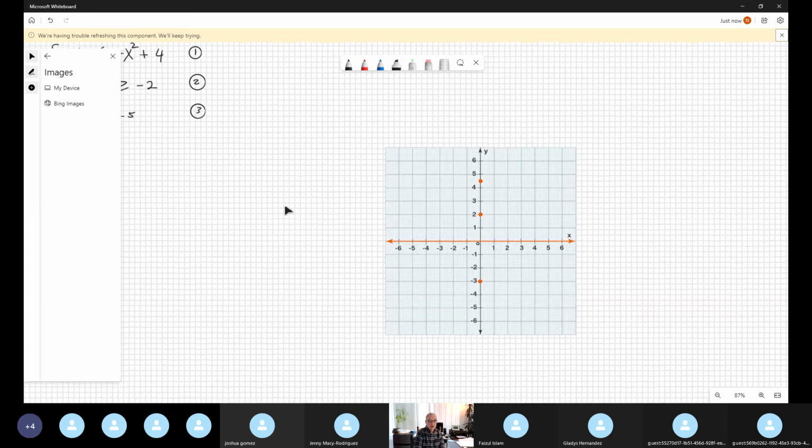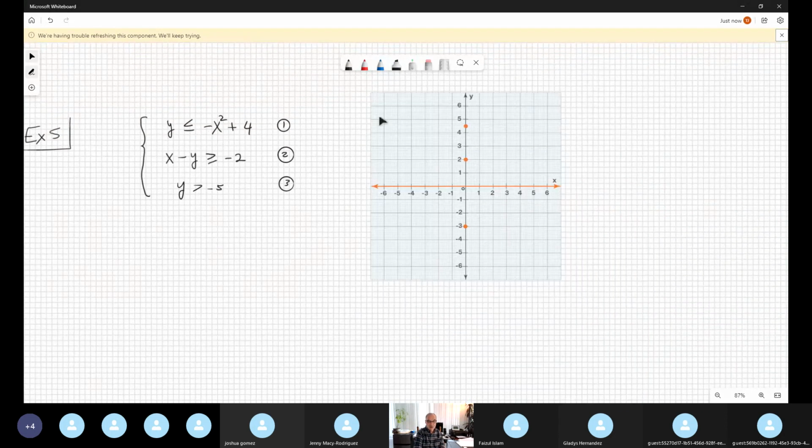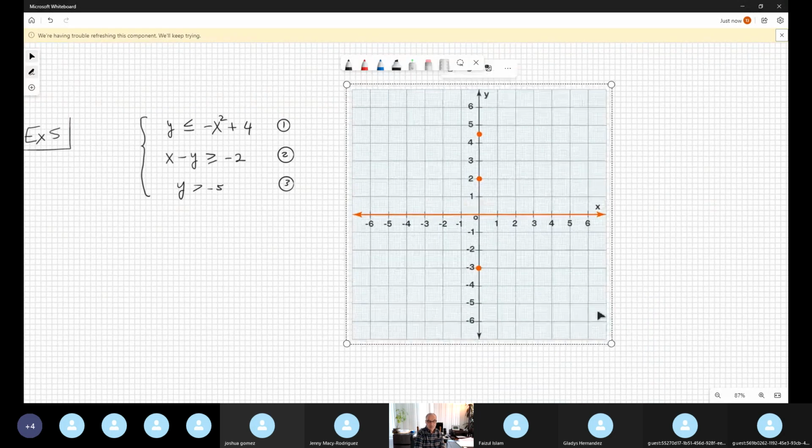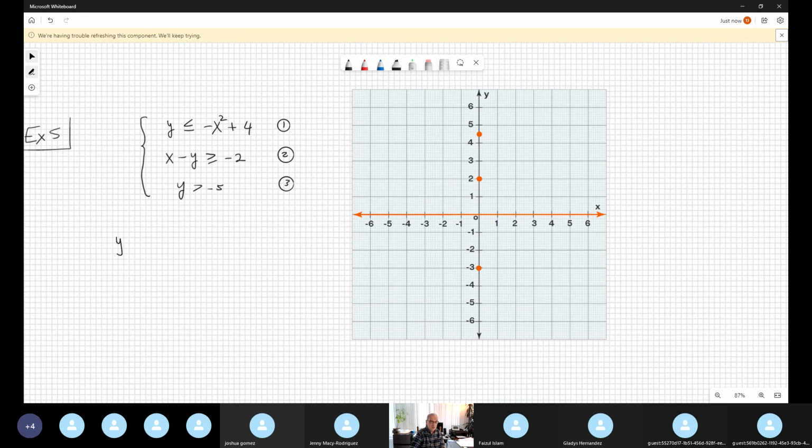Okay, this is the rectangular coordinate system. This is my system of inequalities. Remember, it is important to express any inequality in explicit form. The first one is explicit because y is isolated. But I immediately write the related equation because I am more familiar with the equation than the inequality. So what is this equation?